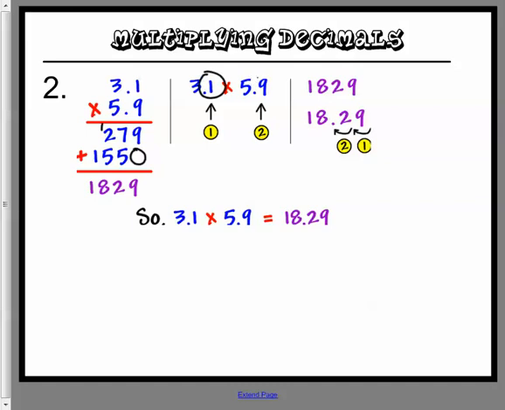We have 1 here, 2 here, total. So we move the decimal point to the hundredths spot. So 18 and 29 hundredths.